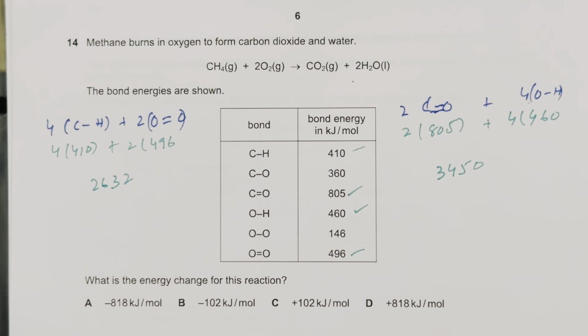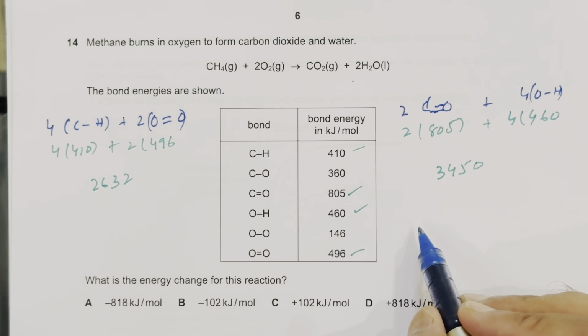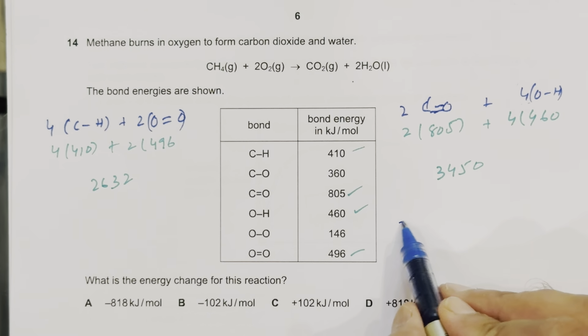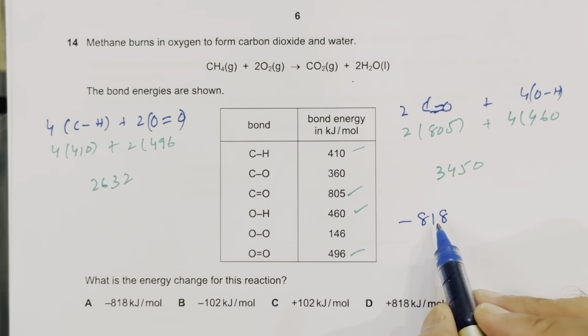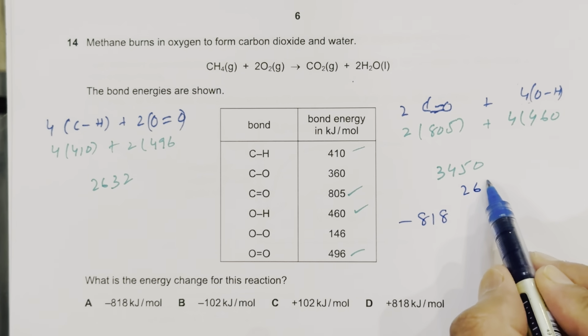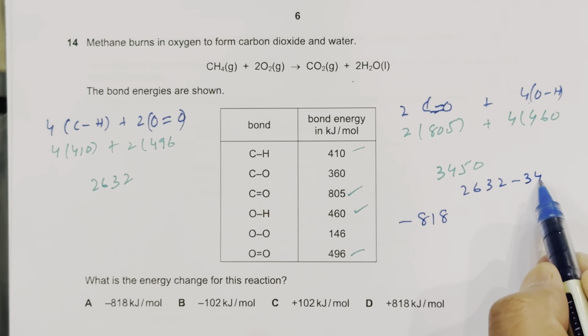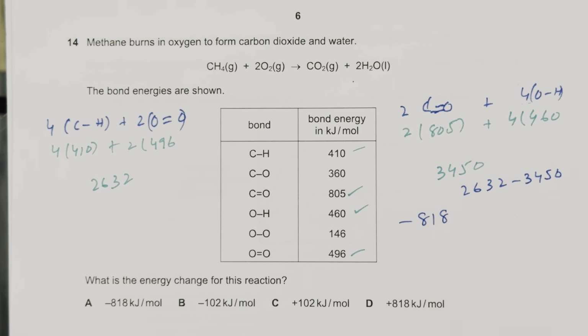You know that the products have the greater energy, and the value is equal to minus 818 after subtracting 3450 from 2632. The negative sign indicates it is an exothermic reaction. So option number A is the right option for this question.